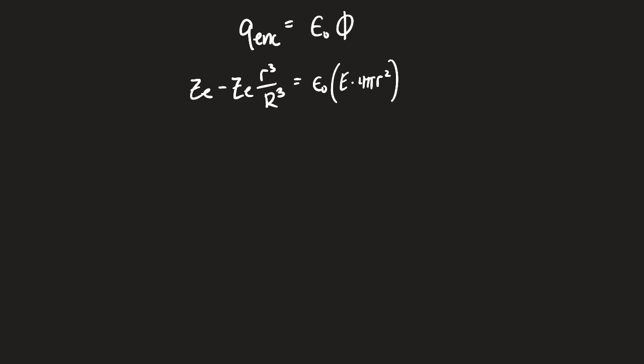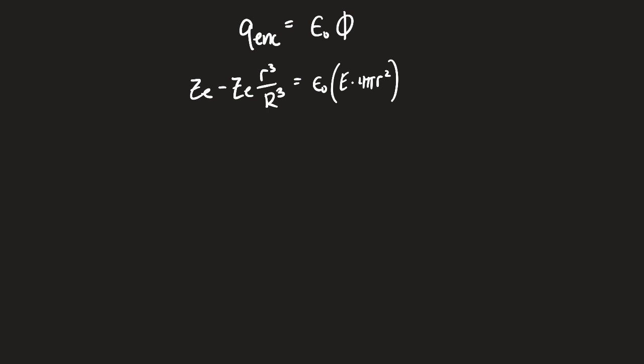So Q enclosed equals epsilon naught times flux. So Q enclosed, Ze minus Ze little r cubed over capital R cubed, equals epsilon naught times E times 4 pi r squared. So we need E by itself. I have to clean this up a little bit.